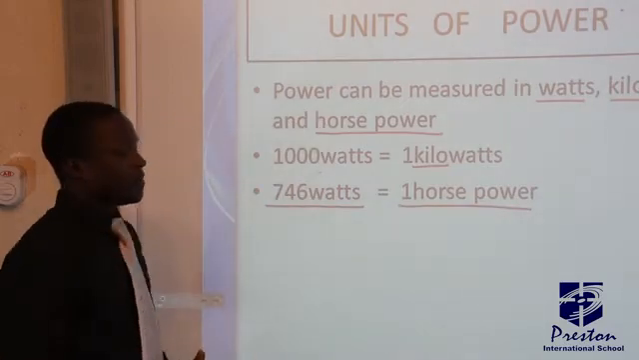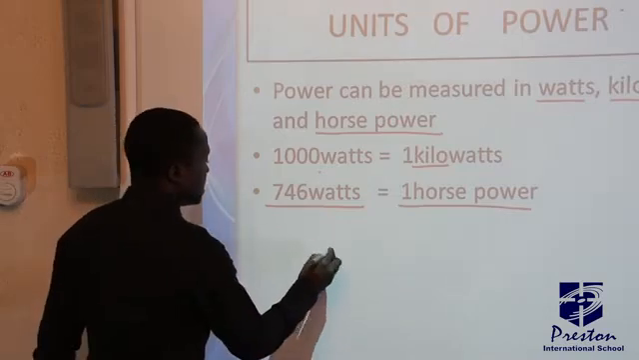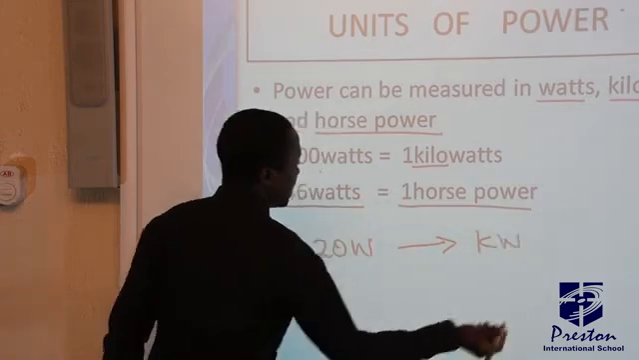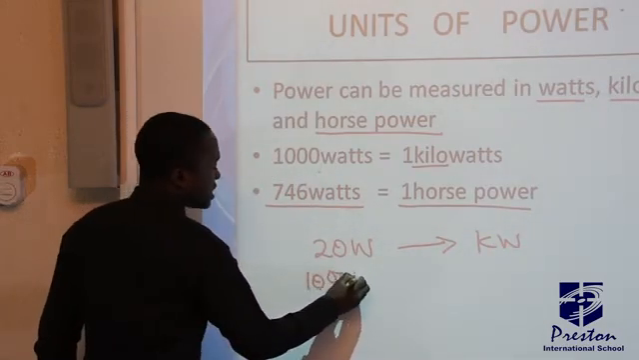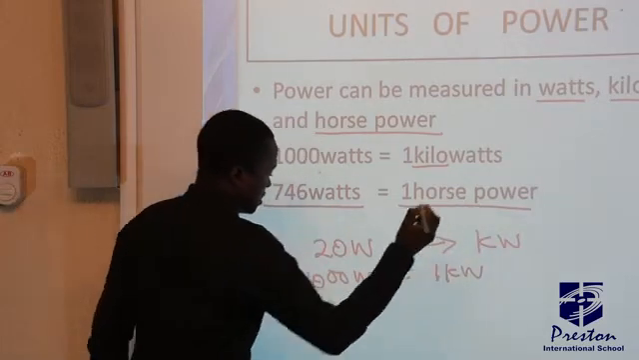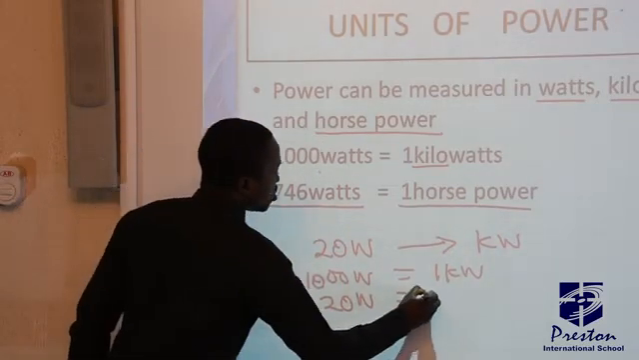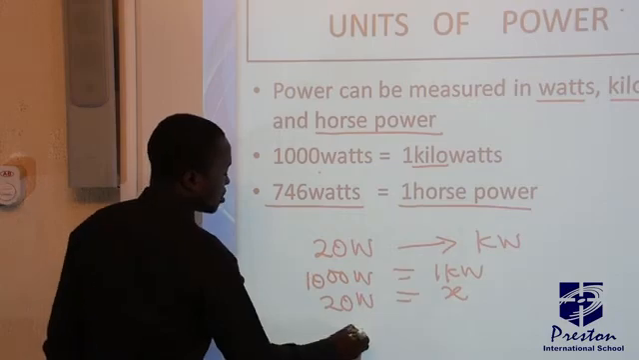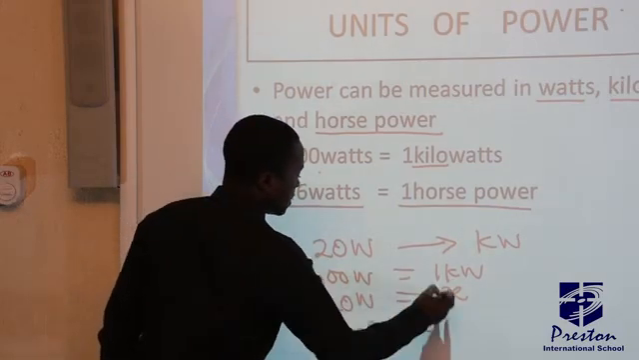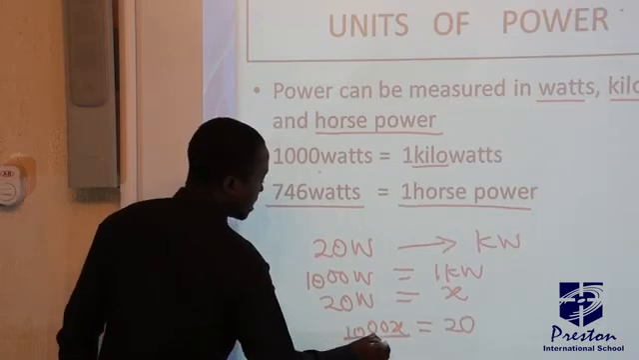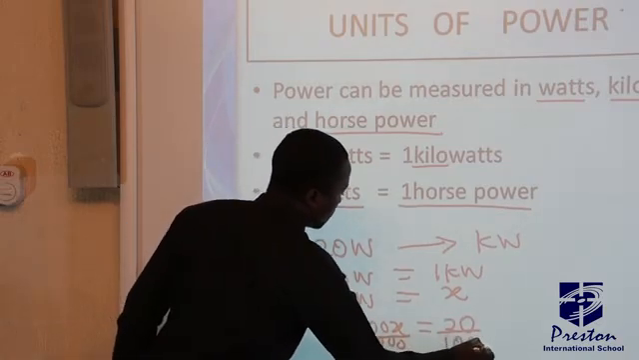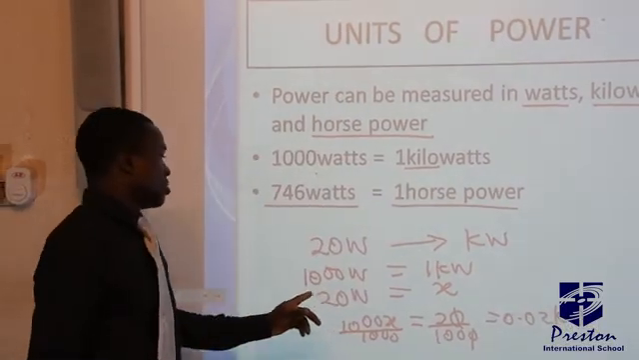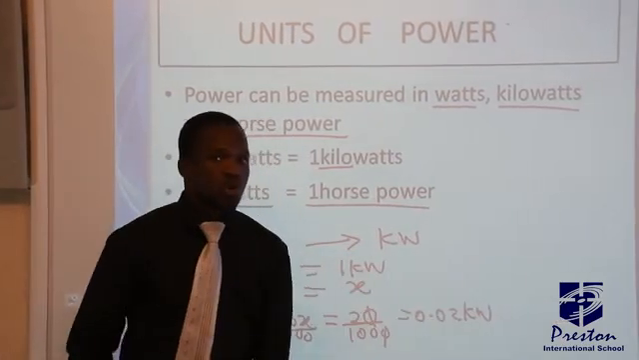Such that if you want to make a conversion, for example, let's say you are converting 20 watts to kilowatt. Let us see what will happen. You record that 1000 watts gives you 1 kilowatt. So 20 watts will give you X, which you don't know. By cross multiplying, you have 1000 X equals 20 times 1, which is 20. So divide this by 1000, and you are going to have 0.02 kilowatt. It means 20 watts is going to give you 0.02 kilowatt.